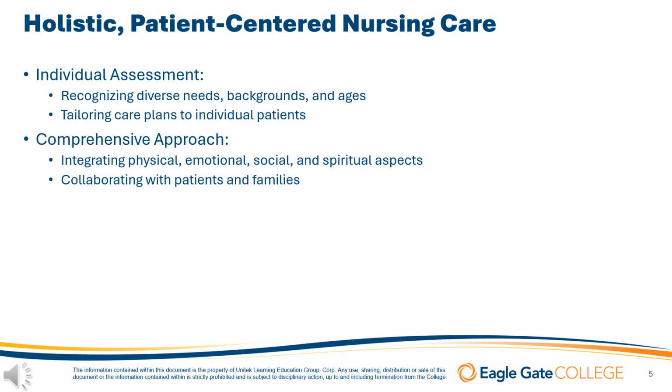This collaboration helps to build trust and ensures that care plans are realistic and aligned with the patient's goals and preferences. For example, involving family members in care discussions can provide valuable insights into the patient's lifestyle, preferences, and support systems, which can be critical for successful care planning and implementation. Incorporating a holistic, patient-centered approach in nursing practice is essential for providing high quality care.